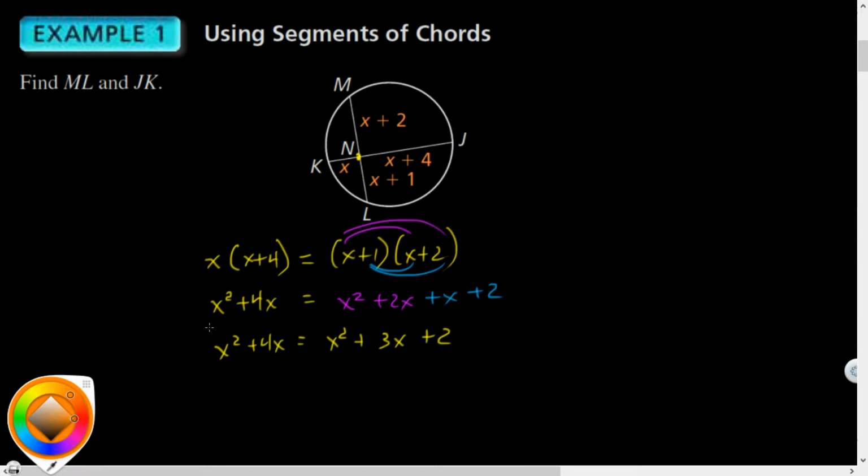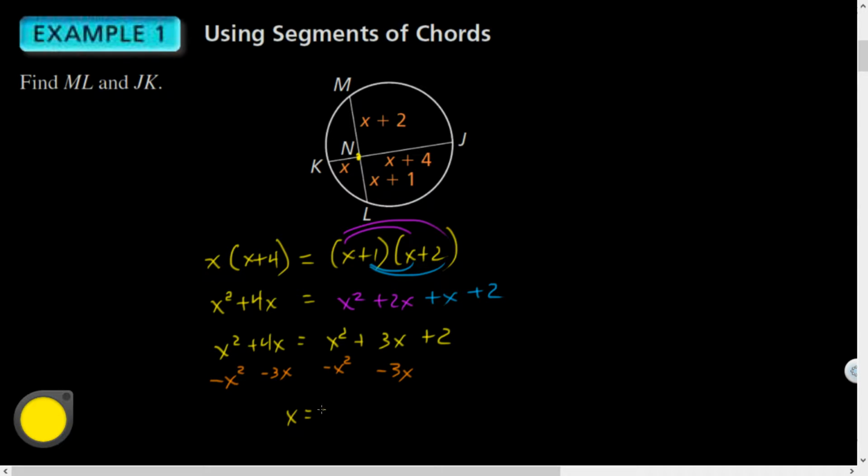And fortunately for our sakes, this is no longer quadratic. When I subtract the x squareds from both sides, they cancel out. I can also subtract 3x simultaneously, if you like to live dangerously. 4x minus 3x is x equals 2. Bam. I like it. All right, so that one's not that bad.